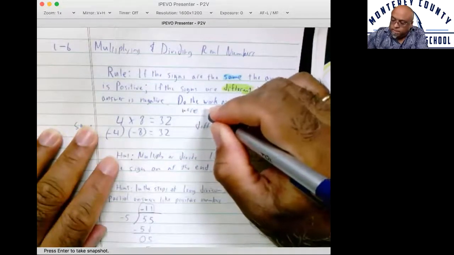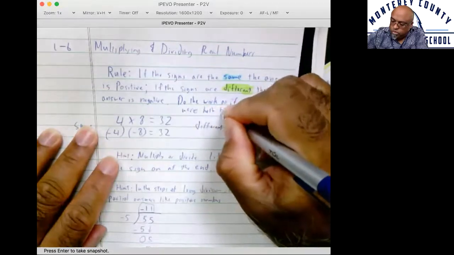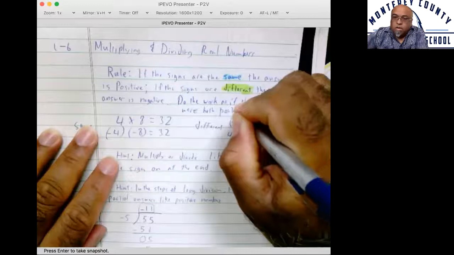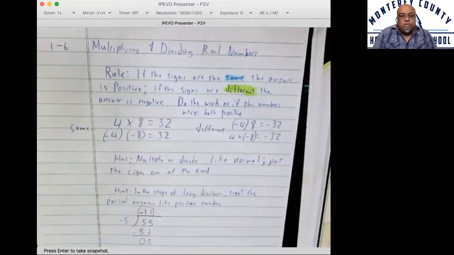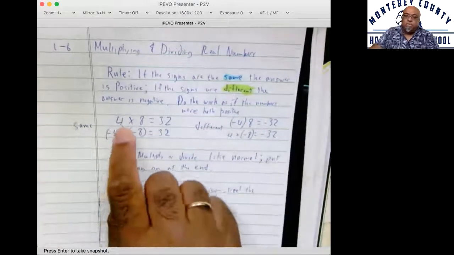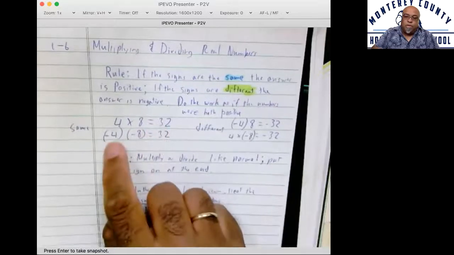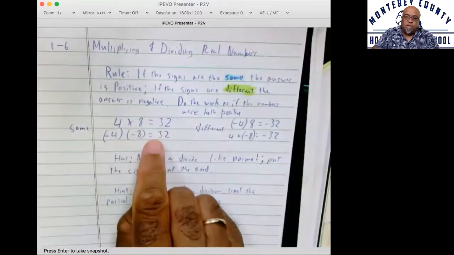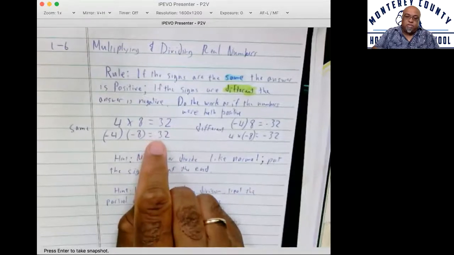Let me say why. Okay, I just added that onto there. Do the work as if the numbers were both positive. Basically, when you multiply or divide, just multiply or divide as normal. However, like you have learned, obviously not just with a calculator, hopefully you have memorized some math facts for multiplication and division. So for example, 4 times 8 equals 32, and negative 4 times negative 8 is equal to 32 as well, positive 32.